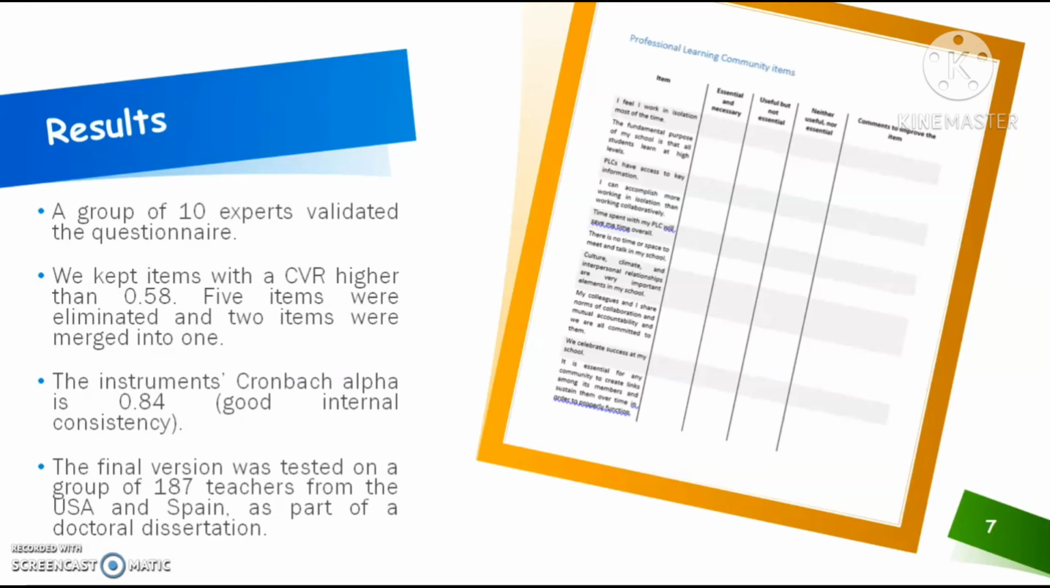Once the 10 experts validated the questionnaire, we calculated the content validity ratio of each of the items in the questionnaire. We consider acceptable those items that at least 58.23% of the experts marked as essential and necessary. All the items not meeting this requirement were eliminated. The final version of the questionnaire consists of 29 items, as I have already explained.